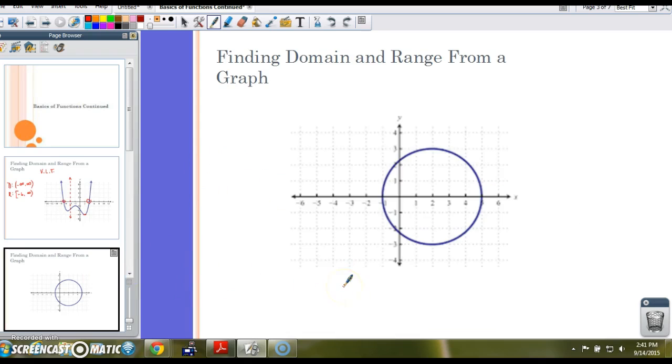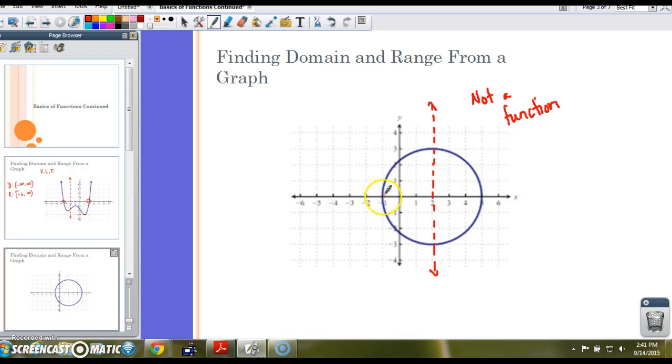This is kind of a trick question because when you look at it, the first thing people want to do is start getting their domain and range, which technically you could. But if I'm asking you to find the domain and range of the function, clearly this is not a function because it doesn't pass the vertical line test. So this is not a function. It doesn't mean that it doesn't have domain and range. It just means that it's not a function.